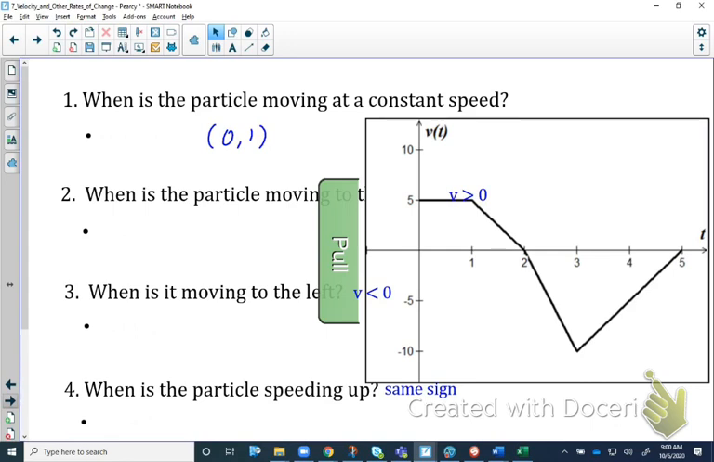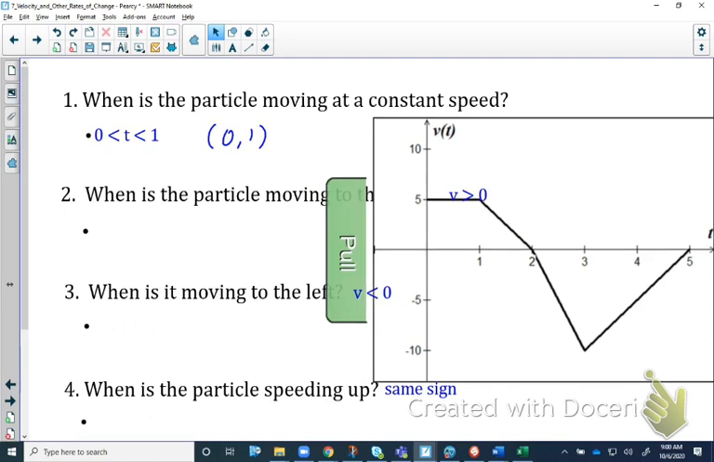Here, all of the questions that we're referring to are going to be referring to the same velocity function. Question 1, when is the particle moving at a constant speed? Meaning that the velocity is neither increasing or decreasing. It is a horizontal line. Well, that is on that very first line segment of the piecewise function that represents the velocity. It is between 0 and 1.